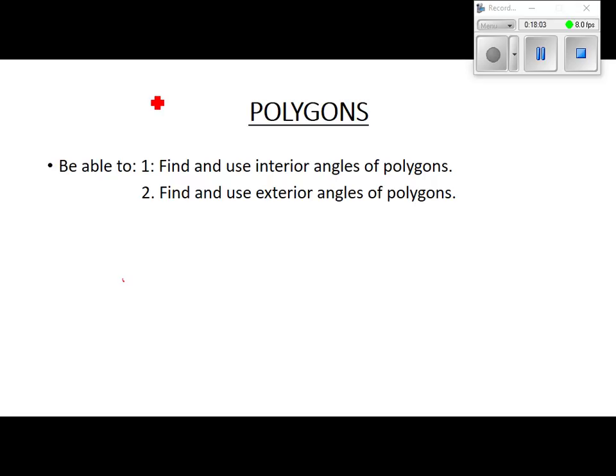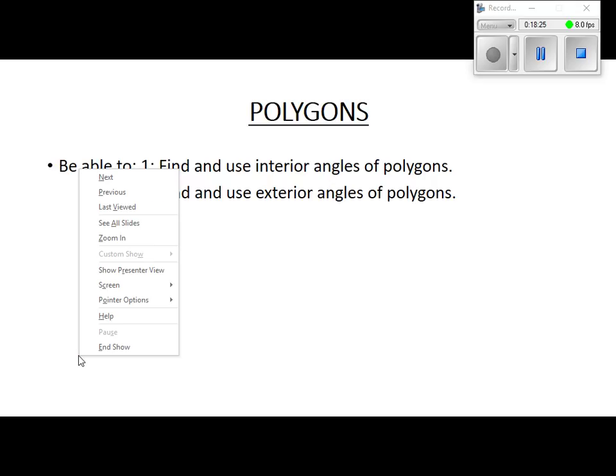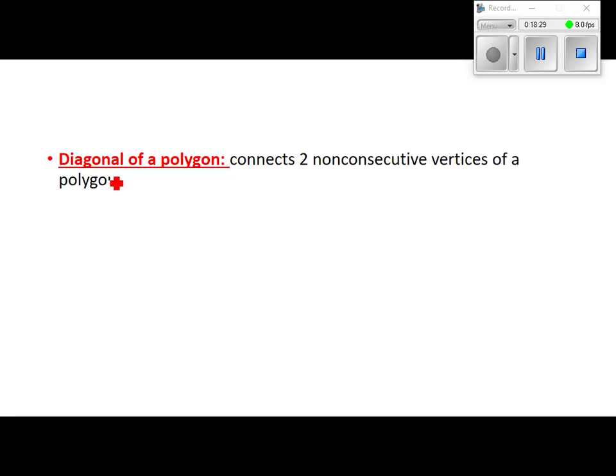So the title is polygons. What we're going to do, we're going to learn four formulas. Those formulas are going to allow us to find the interior angles of a polygon. And the other formula is going to allow us to find the exterior angles of a polygon. Make sure you know that title. Polygons. What's polygon mean? Many sides. That's all it means.